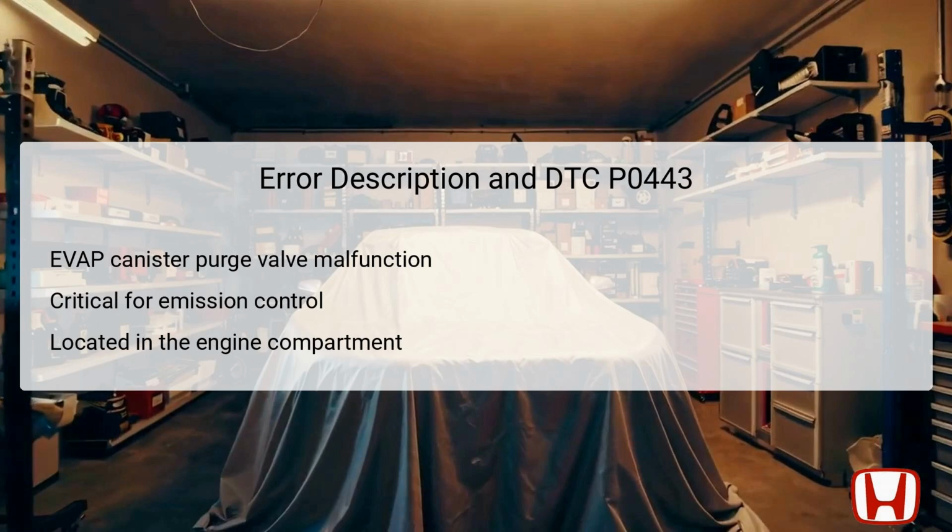The EVAP system is designed to trap evaporative emissions from the fuel tank, preventing harmful vapors from escaping into the atmosphere. Specifically, the EVAP canister purge valve allows the engine to draw in those vapors for combustion. If this valve is faulty, it can either remain open or closed, each leading to disrupted engine performance. The valve is typically situated in the engine compartment, making it accessible for inspection and repair. Understanding its role helps in diagnosing issues related to the vehicle's emissions and overall efficiency.